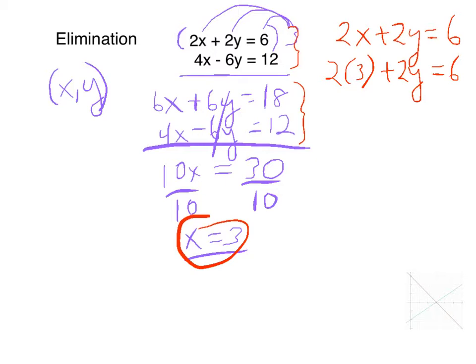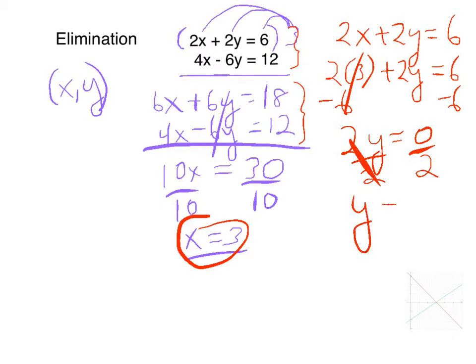So let's do that. This is going to give us a 6, and if we move it over, that's going to be a minus 6 and a minus 6, right? And that equals 0. And then you get 2y equals 0. Don't forget that 0 divided by anything equals 0. Okay, so y equals 0. Therefore, the point of intersection, or the solution to our system, is (3, 0).